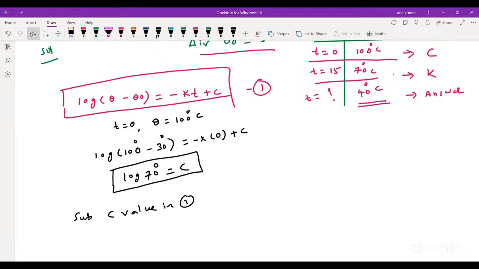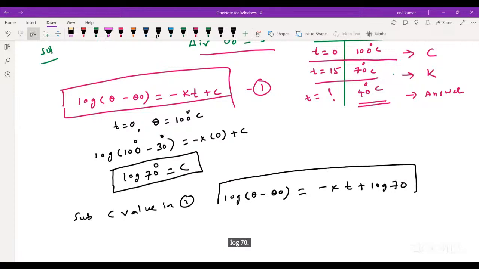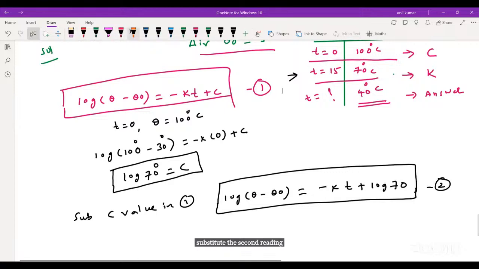Update equation 1. It becomes log theta minus theta naught equal to minus kt plus log 70. Now this is the updated equation. Okay. Next, substitute the second reading. When time is 15, the temperature reduces to 70.